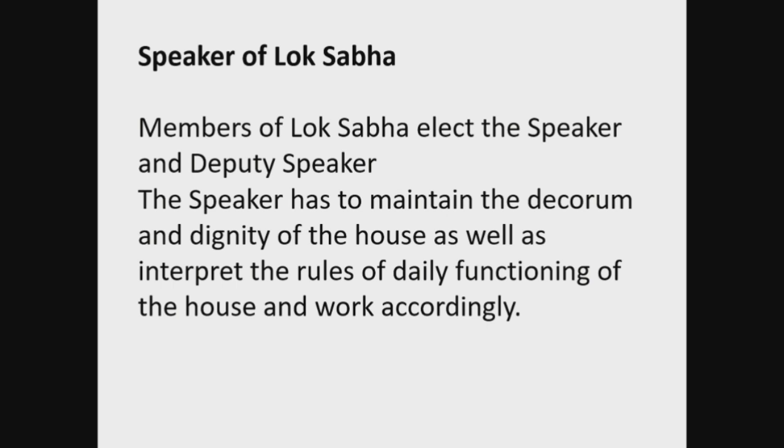Maintaining decorum and dignity of the House. It means the Speaker has to take care that all the members are working as per their profiles and there is no act of indiscipline or insult of the Parliament.